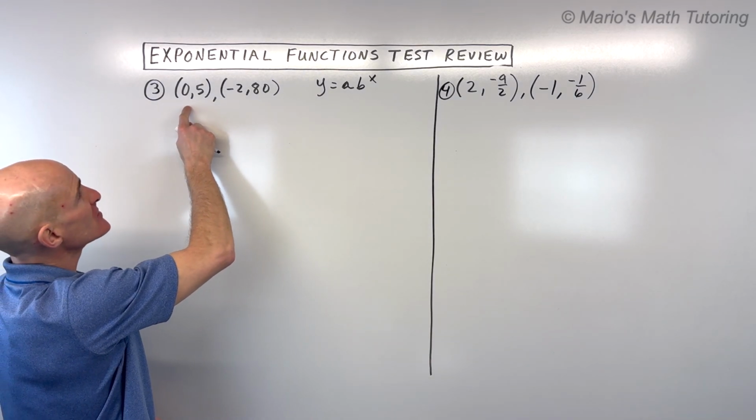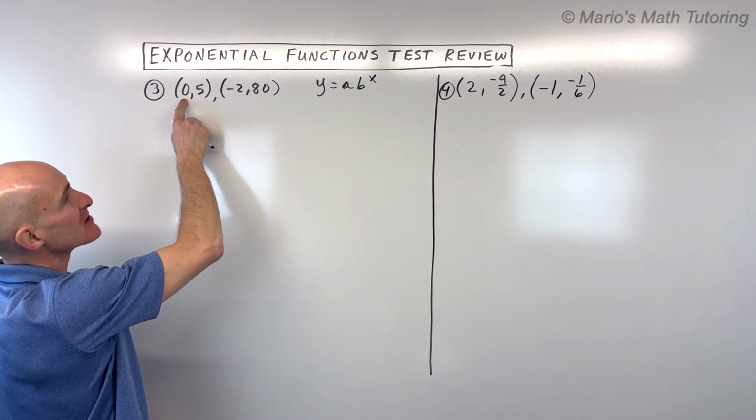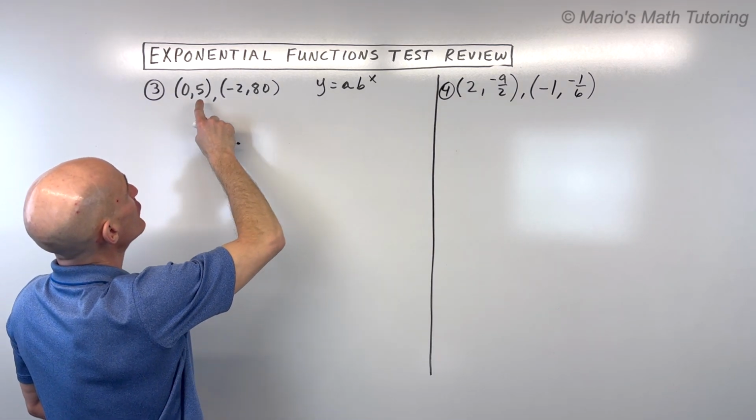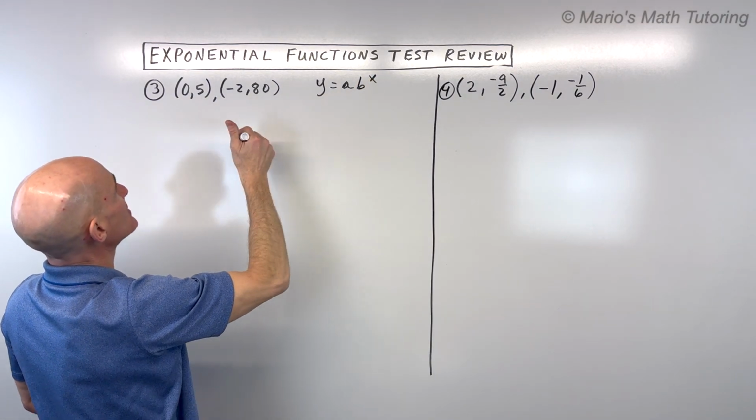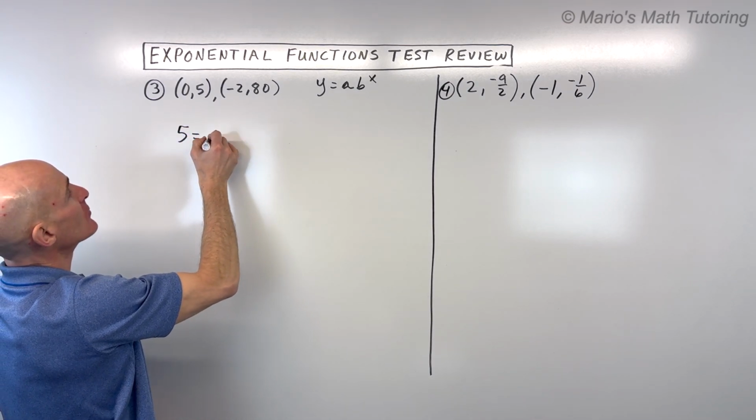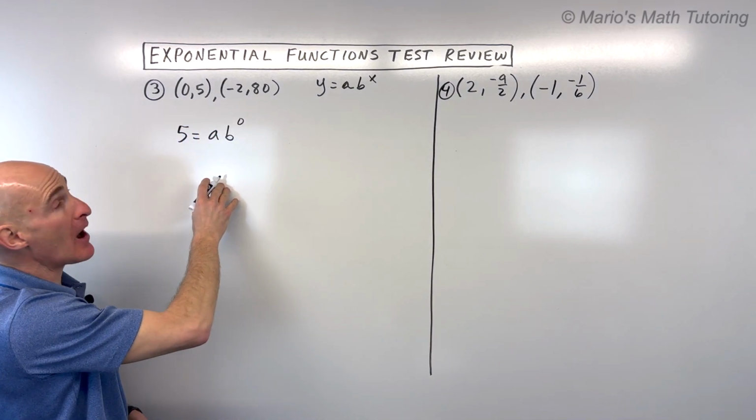Now for number 3, this one's a little bit easier because see how x is 0? So what I'm going to do is put 5 in for y and 0 in for x. So that's going to give us 5 = ab to the 0 power.